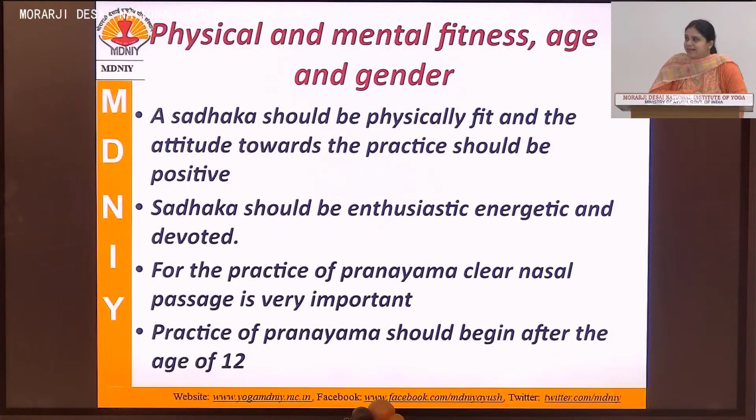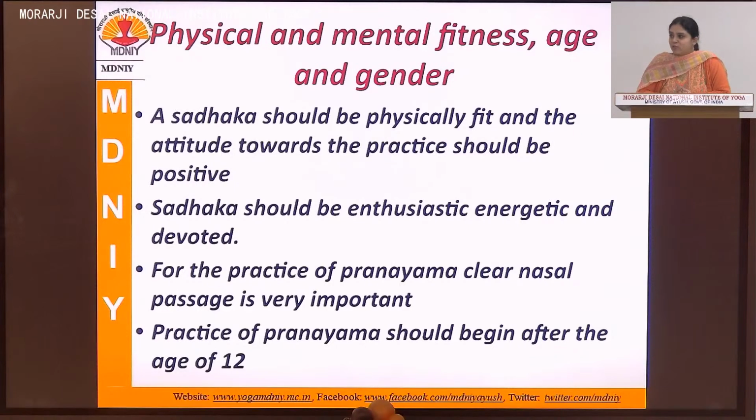Now, physical and mental fitness, age and gender. Obviously you should be physically fit before doing it, and your attitude should be very positive. We are talking about all the pranayam. There are certain pranayam that can be done by any people and of any physical condition also. You should be very enthusiastic about the practice, very energetic and devoted. Most importantly, devotion is most important for the practice.